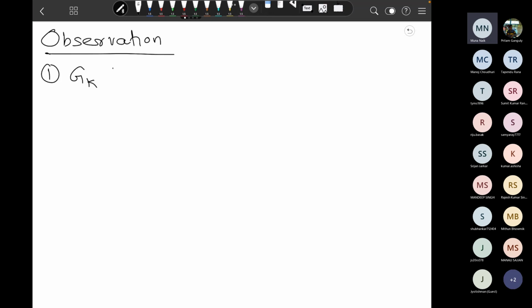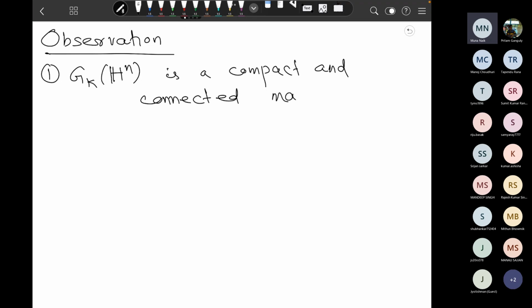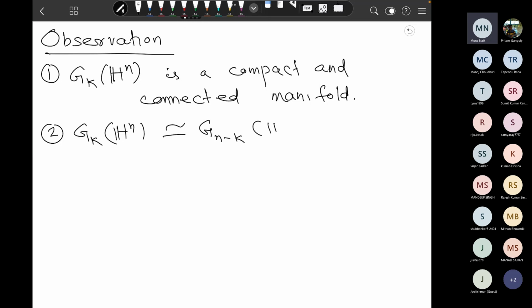The Grassmannian chain is really compact and connected smoothly. The second thing is that G_K(H^n) is really diffeomorphic to G_{n-K}. So this is the diffeomorphism.